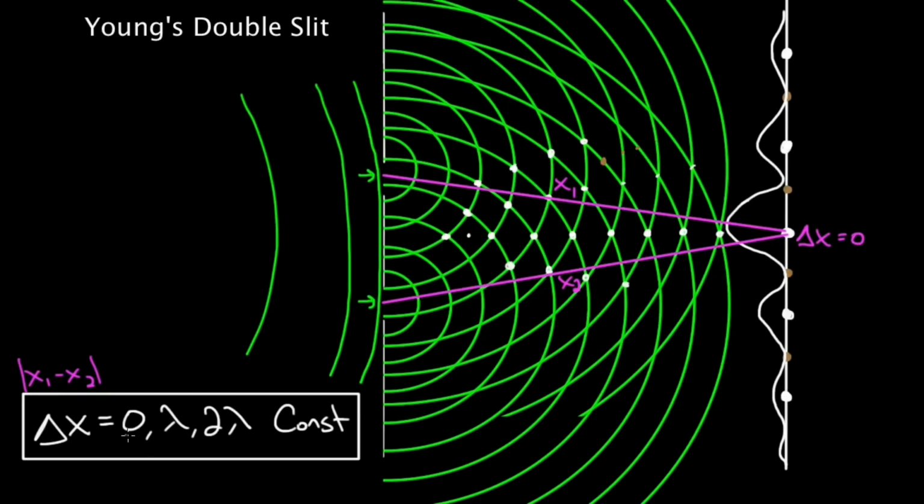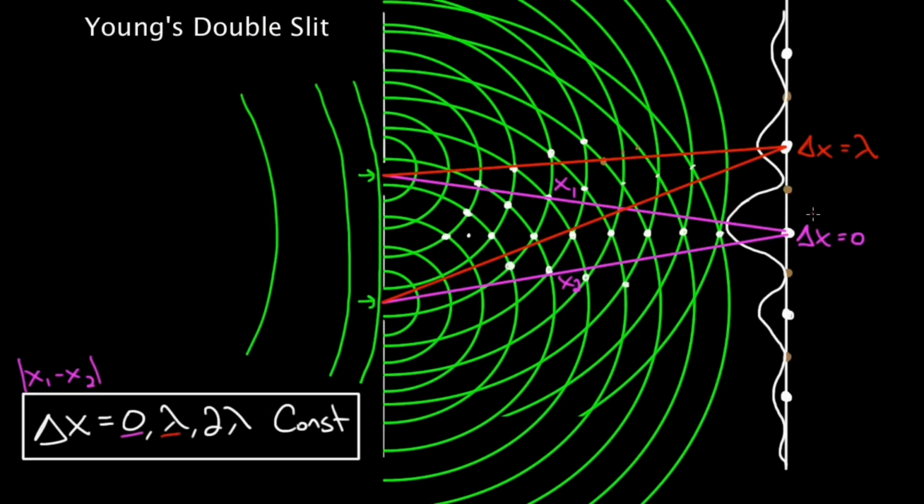And that makes sense. That's a constructive point because 0 gives you a constructive point when the path length difference is 0. How about the next point? Well, the wave from the bottom has to travel this far. The wave from the top hole has to travel this far. This time they're not traveling the same distance. The wave from the bottom hole is traveling farther. How much farther? Well, it's got to be the next one. It's got to be lambda. So the bottom wave would travel 1 wavelength further to get to this point than the wave from the top hole, because that's the next possibility for constructive interference.